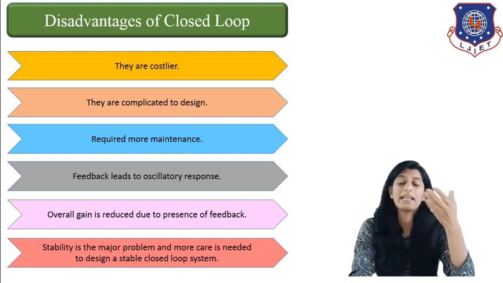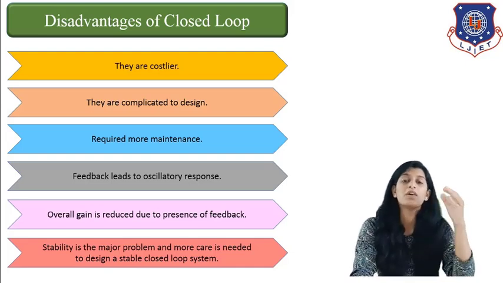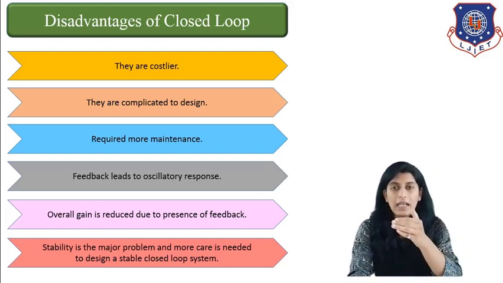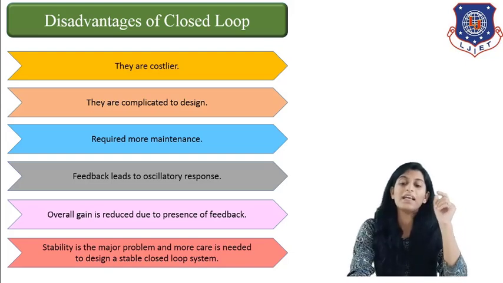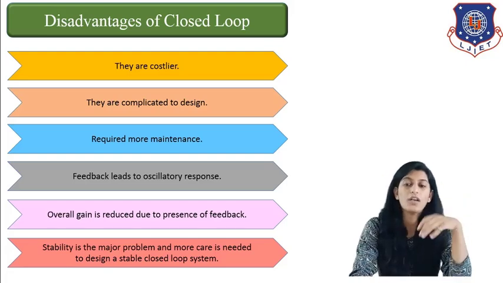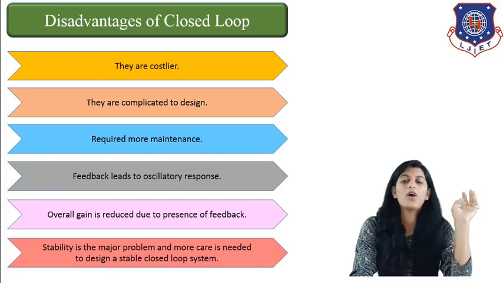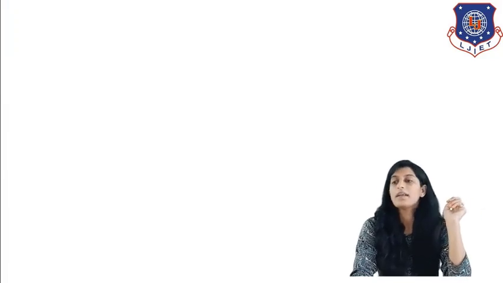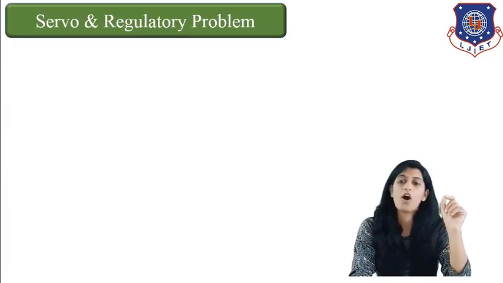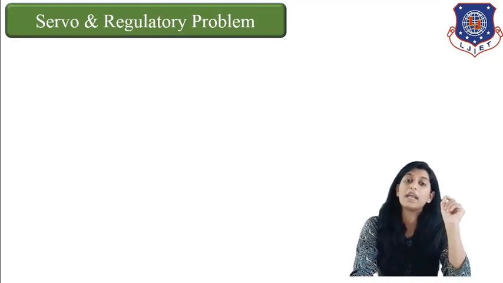So whenever we are dealing with a closed loop system which is having feedback in it, then stability is a major criterion we need to consider or we need to understand, right? This is all about closed loop system. Now let's see one more topic, which is servo and regulatory problem.